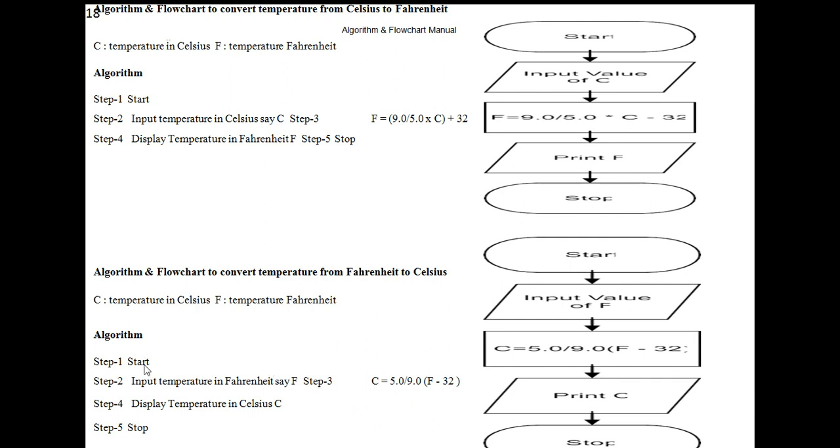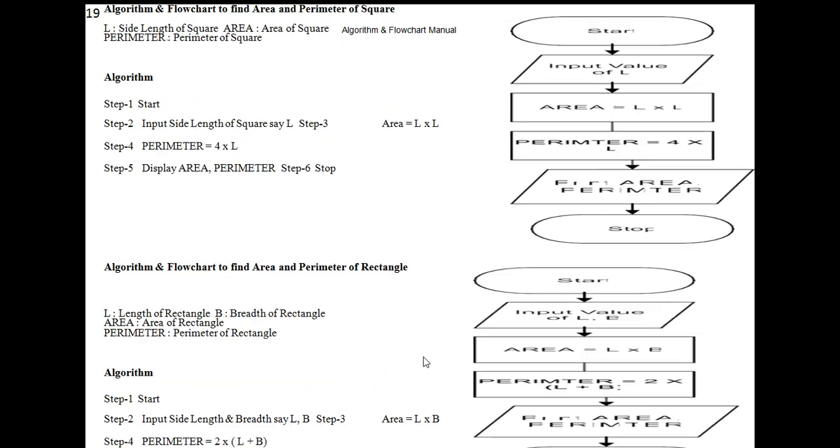In the algorithm, step 1 start. After that, step 2 input temperature in Fahrenheit, say F. Step 3 C equal to 5.0 by 9.0 into F minus 32, and then display temperature in Celsius, and finally stop. The steps are represented in the flowchart also. Start, input value of F, C equal to 5.0 by 9.0 into F minus 32, print C, and finally stop the flowchart.